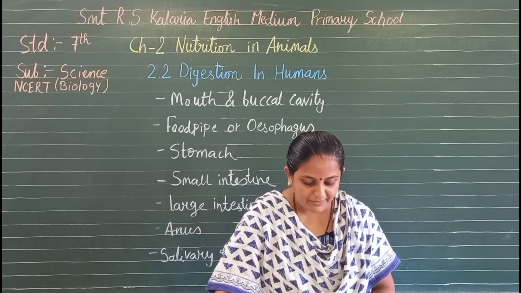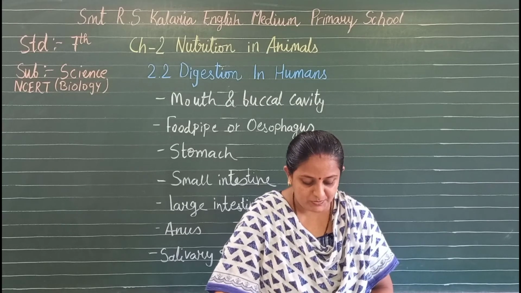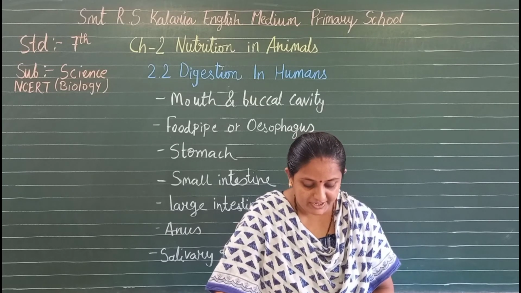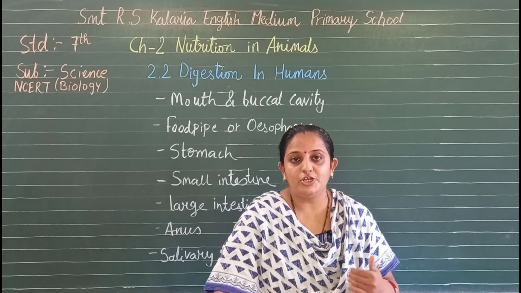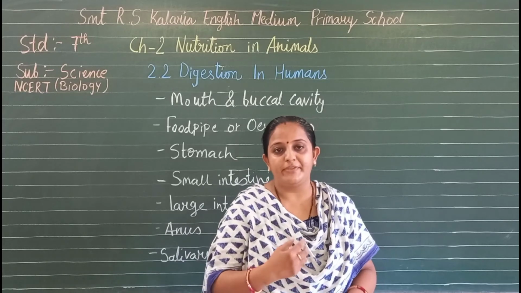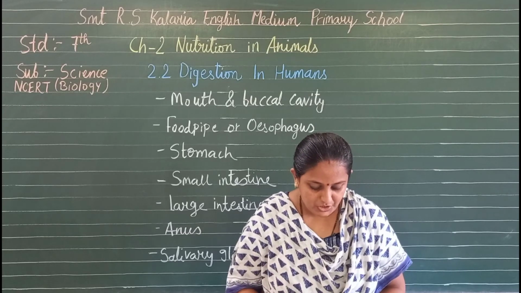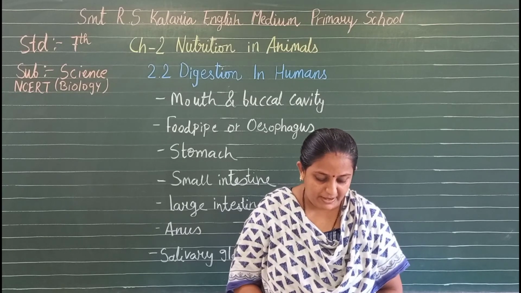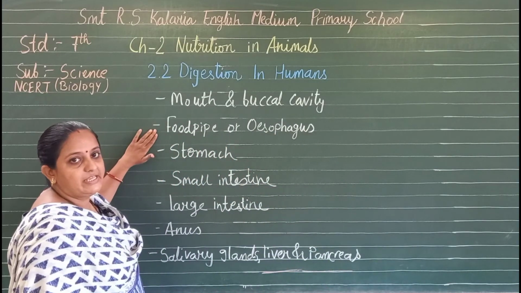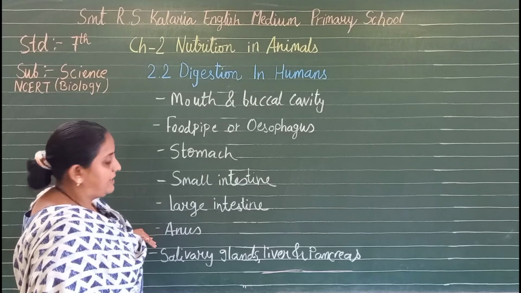Now have you ever wondered what happens to the food inside the body? The food passes through a continuous canal which begins at the buccal cavity and ends at the anus. The canal can be divided into various compartments. Digestion in humans takes place in these compartments. We humans take food from the mouth, and our mode of feeding is chewing. We chew the food, isn't it? So these are the compartments: mouth and buccal cavity, food pipe or esophagus, stomach, small intestine, large intestine, anus.